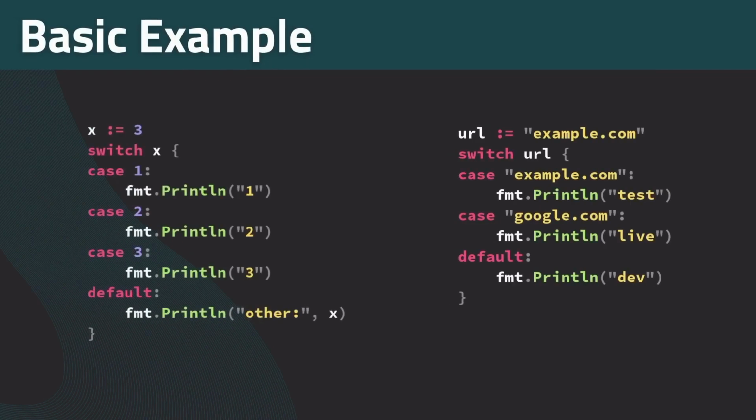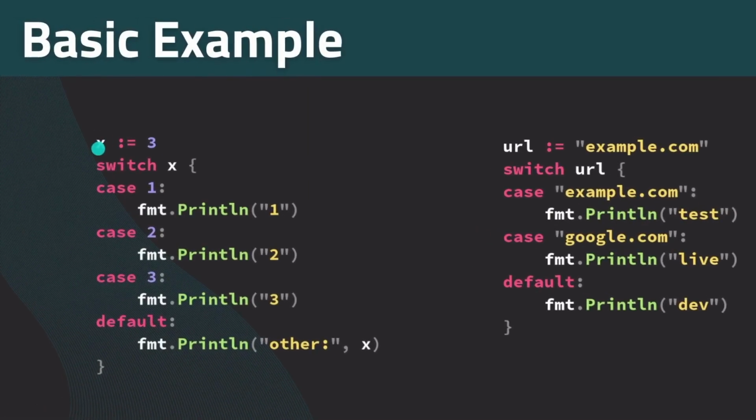Let's look at a basic example. On the left, we have an x, and that's been assigned the value of 3. We then use the switch keyword, and we switch on x. Next, we have the case keyword. In the case that x is equal to 1, we'll print out 1. In the case that x is equal to 2, we'll print out 2. And in the case that x is equal to 3, we'll print out 3.